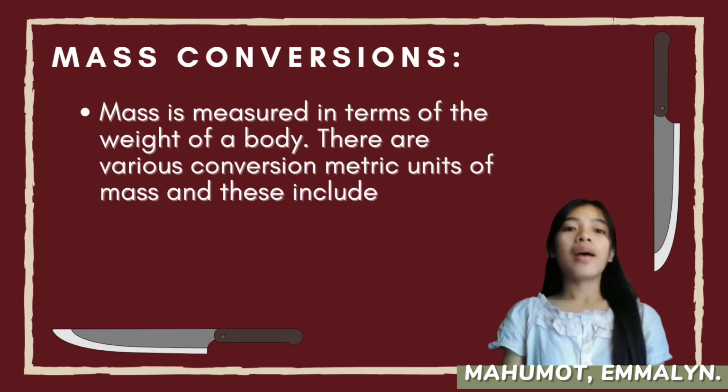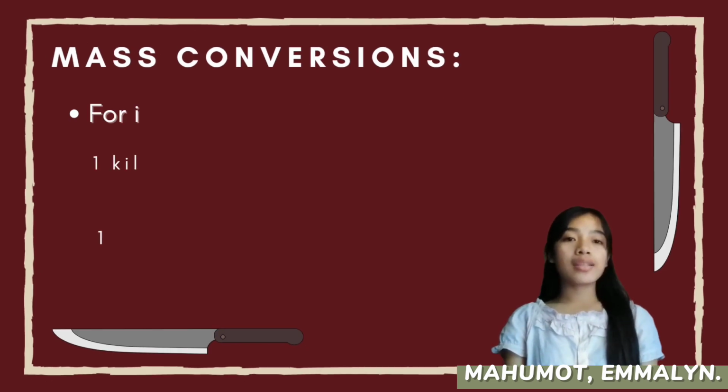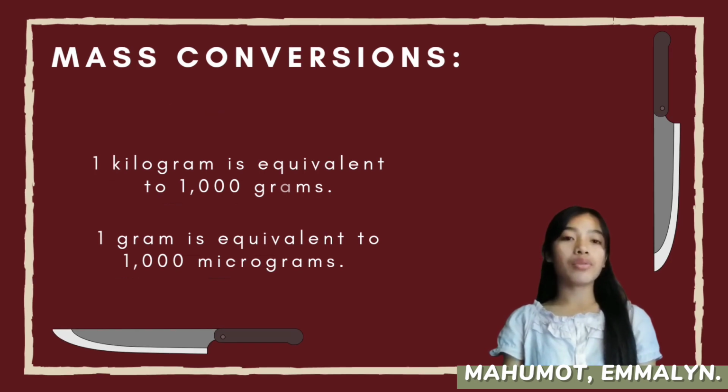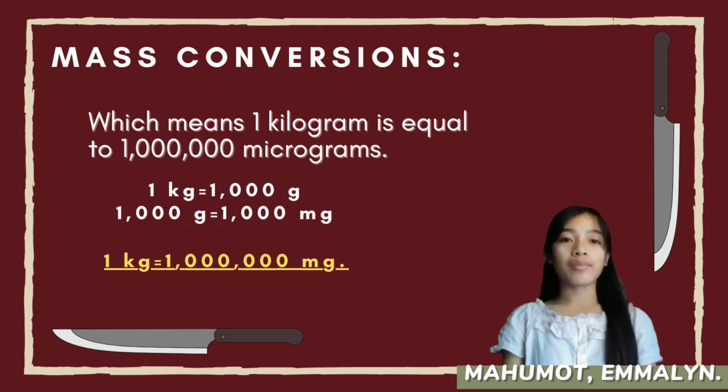Mass conversions. Mass is measured in terms of the weight of a body. There are various conversion metric units of mass, and these include kilograms, grams, and micrograms. For instance, 1 kilogram is equivalent to 1,000 grams, and 1 gram is equivalent to 1,000 micrograms, which means 1 kilogram is equal to 1 million micrograms.